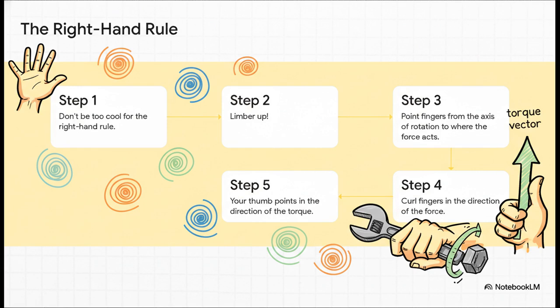Actually do it. Take your right hand. Point your fingers out from the center of, say, a bolt, along the wrench. Now curl your fingers in the direction you're pushing. Boom! Your thumb is now pointing in the direction of the torque vector. The key thing here is to remember this is just a convention. It's a rule everyone agreed on to make things work.